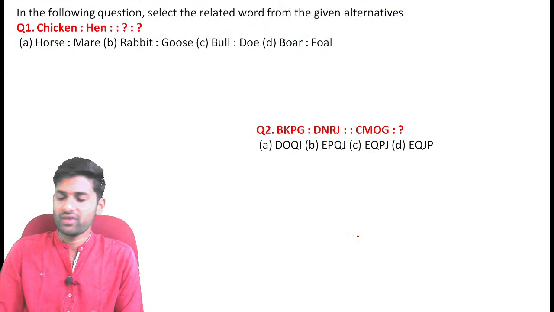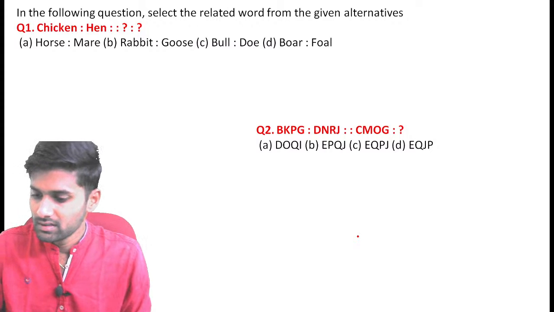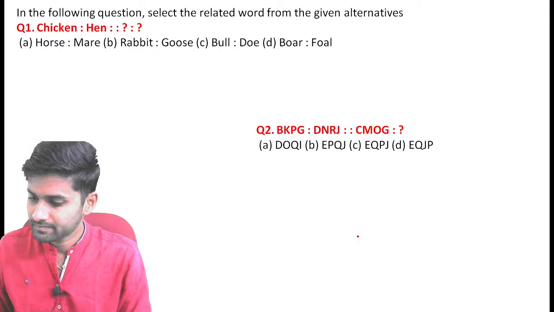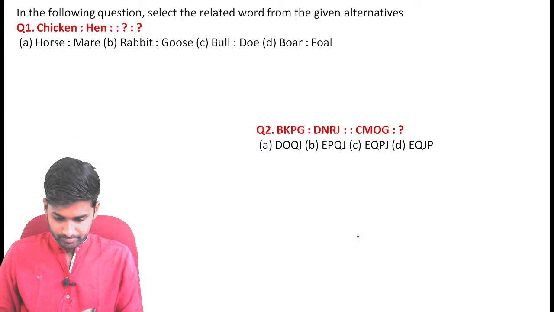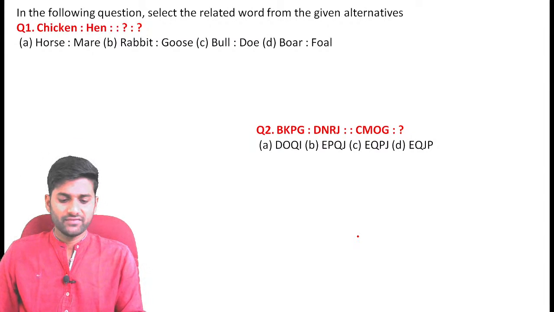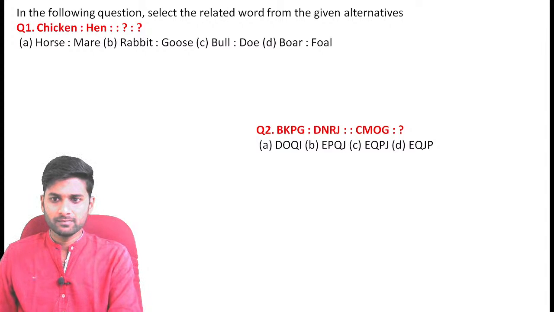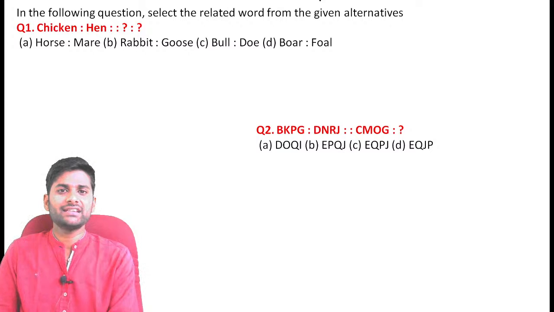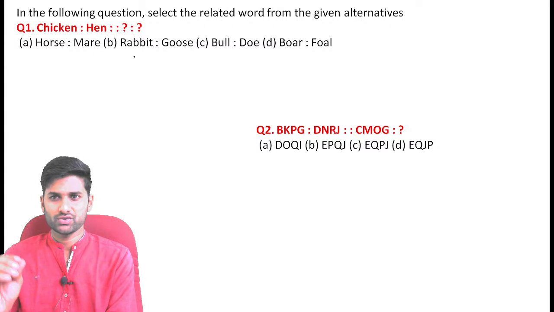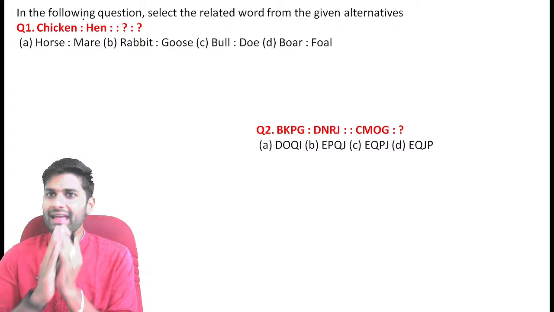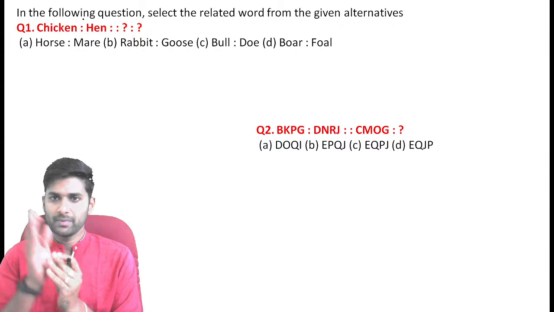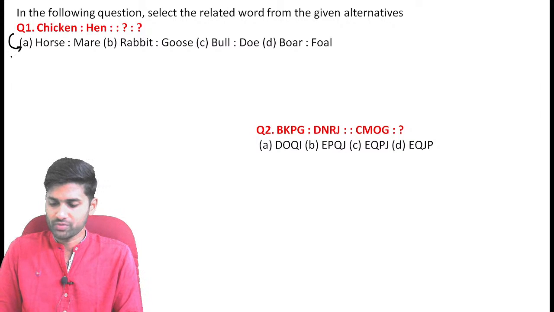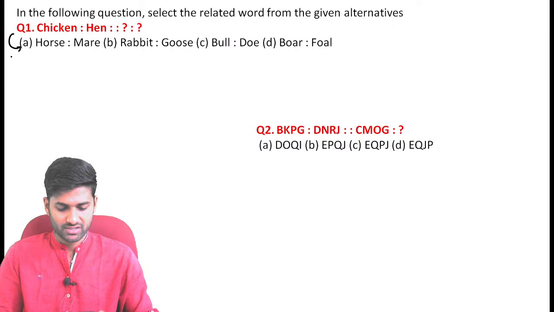Yes, here is question number 1. Just read it carefully. What is the information they have given, guys? In the following question, select the related word from the given alternatives. So here the information is chicken and hen. What is your observation? Based on the observation, just find the same relationship in the following options.